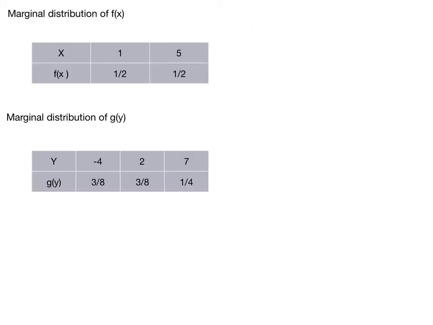As discussed earlier, the marginal distribution of the joint probability distribution means the individual behavior of the variables x and y. Again, from the table, the x values are 1 and 5 and the row values are half and half. That is, f of x is half and half. Similarly, the y values will be the horizontal values of the joint probability distribution, that is minus 4, 2, 7, and the column sum which you have got at the end will be the g of y value.